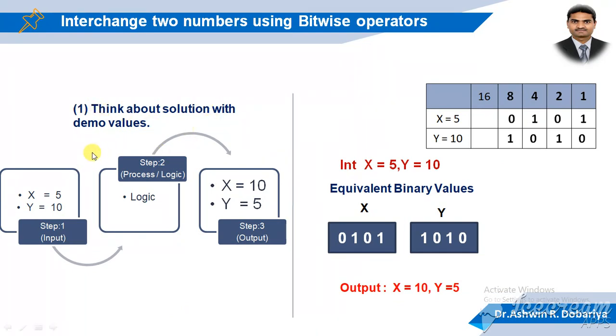Here we want to interchange two numbers, so we require two variables, x and y, and we assume that the value of x is 5 and the value of y is 10. In this program we will input these two values. So step number 1, input two numbers to our program, and we will discuss the logic one by one. After this logic, the output should be the interchanged values. It means x value is 10 and y value is 5. This is our output. So how can we do this program?